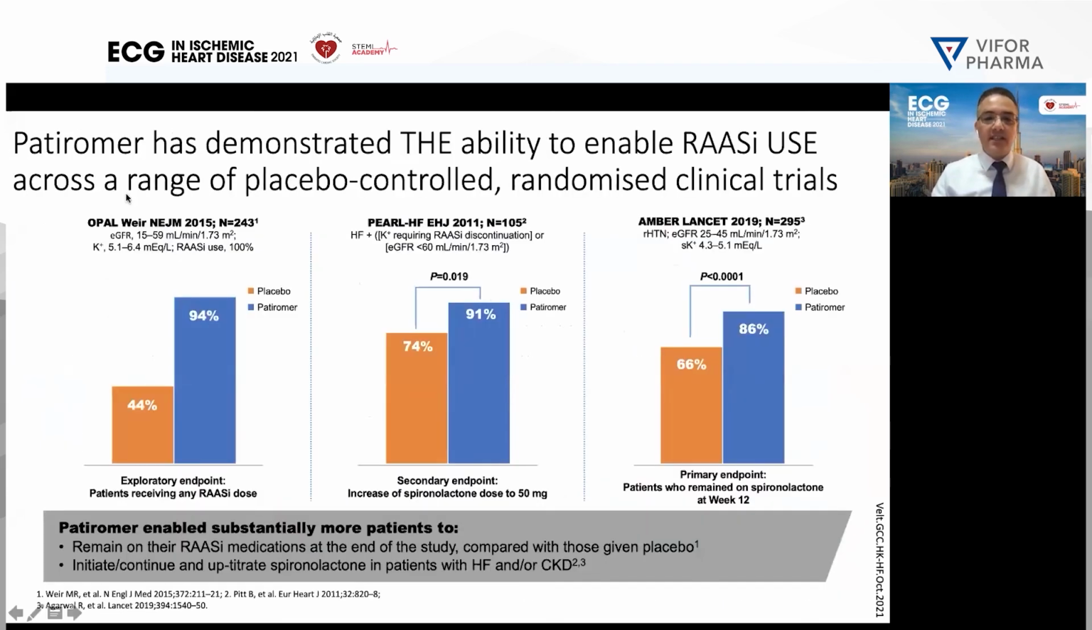These are all the studies: the OPAL, PEARL-HF, and AMBER. They showed clearly that patiromer enabled substantially more patients to remain on their RAS inhibitors and to initiate, continue, or even up-titrate the Aldactone, spironolactone, in patients with heart failure and/or chronic kidney disease.